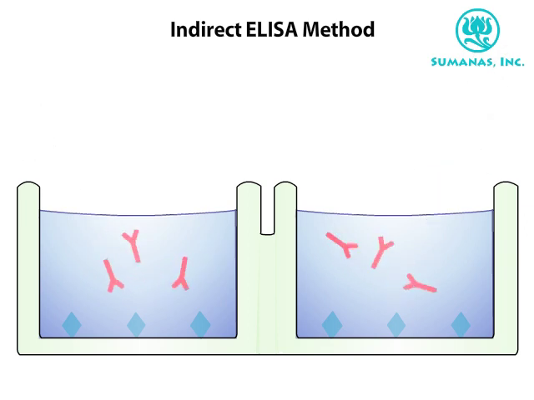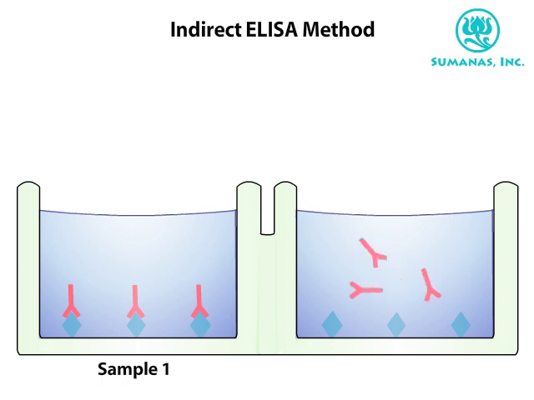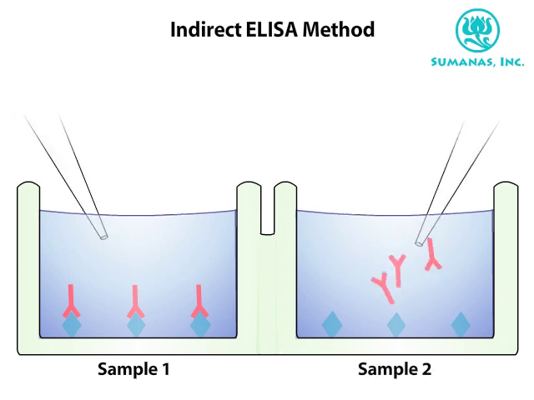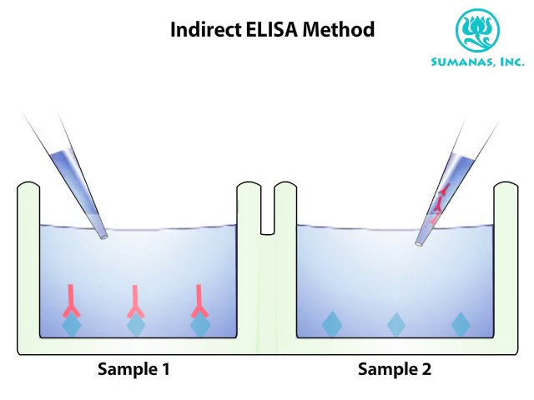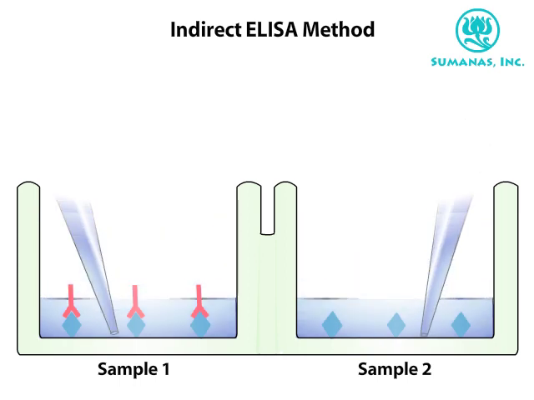If the antibodies are present in the sample, they will bind to the antigens that are absorbed to the wall of the well, as shown in the sample on the left. If the sample contains only non-specific antibodies, they will not bind to the antigen, as shown in sample 2 on the right. Rinsing removes any antibodies that do not specifically attach to the antigen absorbed to the well.